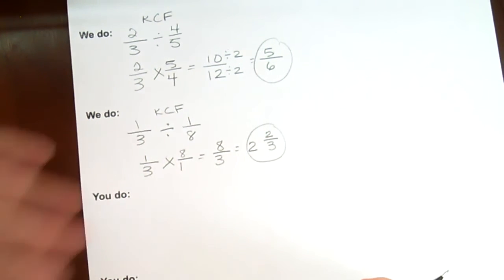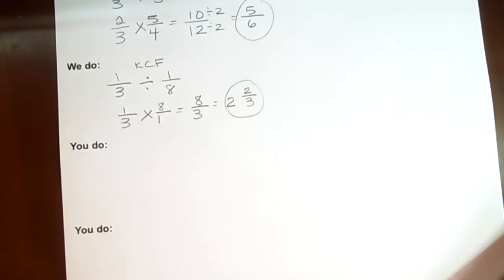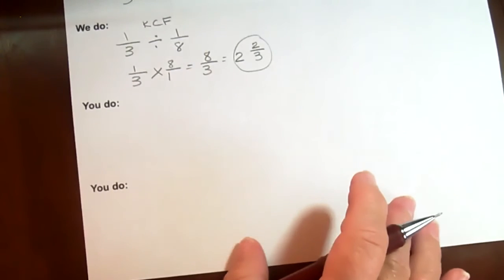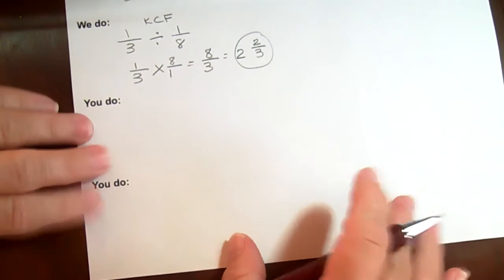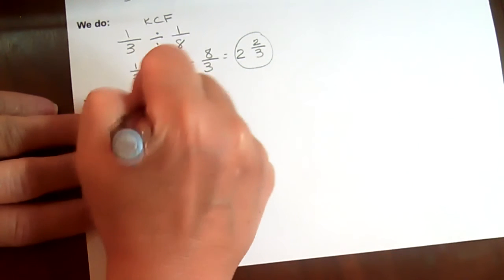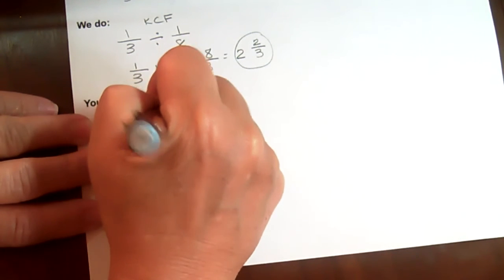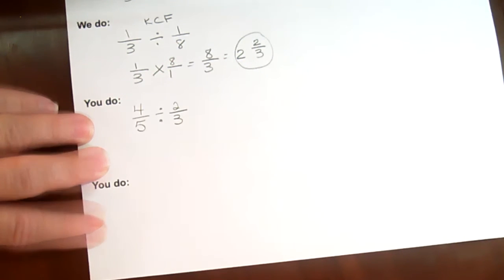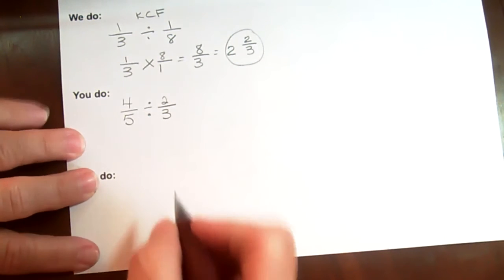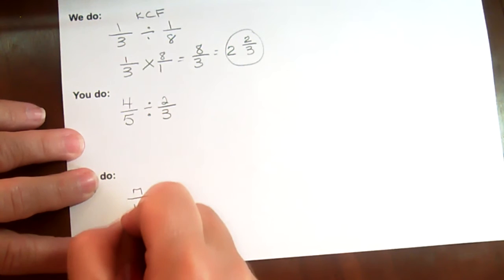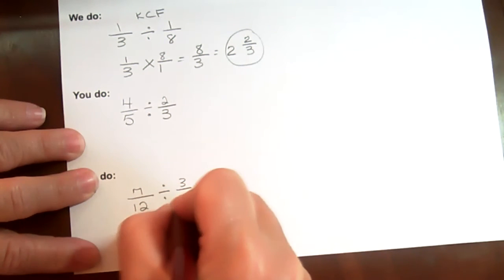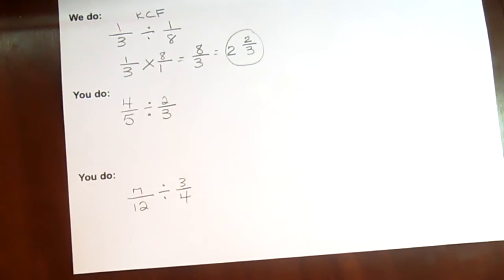All right, I'm going to pause the video. I'm going to give you 2 more problems to work, and you see if you guys can get those, okay? Our first one is 4/5 divided by 2/3. And our last one is 7/12 divided by 3/4. I'll give you a few minutes, and then come back and we'll work on them.